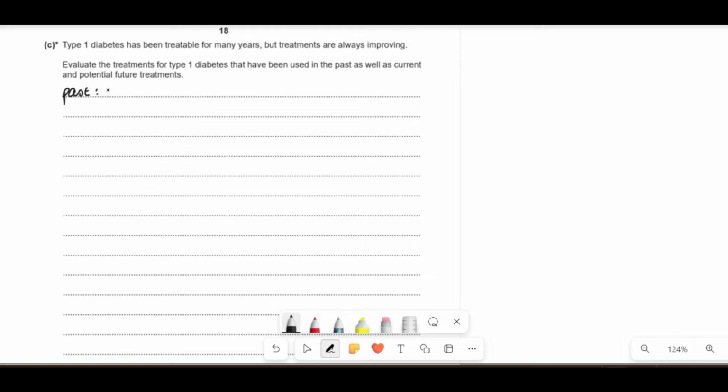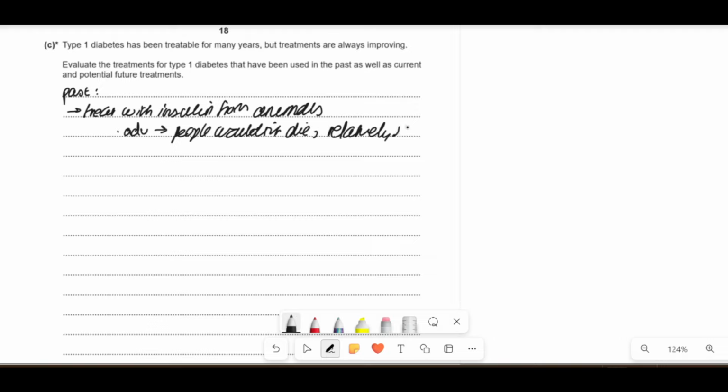So the way we treated it in the past was by just giving them insulin. We used to treat with insulin that used to be from animals, like pigs and stuff. Now, the advantages of that is that, well, it meant that people wouldn't die. That's a pretty good one. Wouldn't die, because we didn't have any other stuff, and also it was relatively safe, because we tested it, and it'd been fine, right?